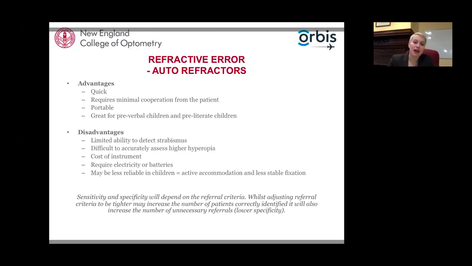When thinking about autorefractors or thinking about refractive error, obviously as your referral criteria becomes tighter, it's going to increase the number of patients that you send off. Which means that you will increase the number of patients that you correctly identify as needing to be referred or needing glasses, but it will also increase the number of patients who you've sent off that were unnecessary. So that's something to consider when you're thinking about your referral criteria.